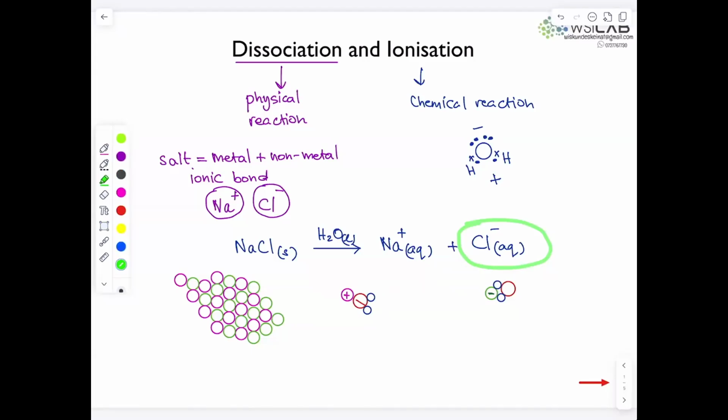And this is what this section is here. The sodium ion is in an aqueous solution. It's surrounded by water molecules.